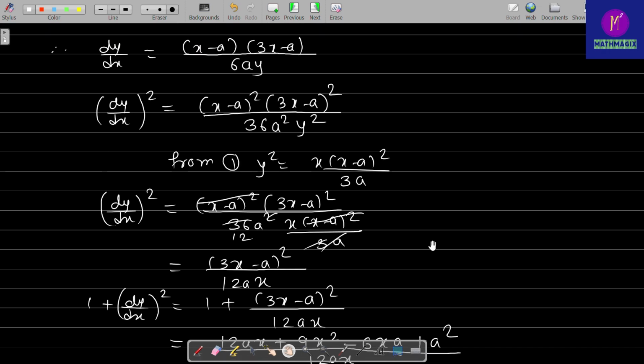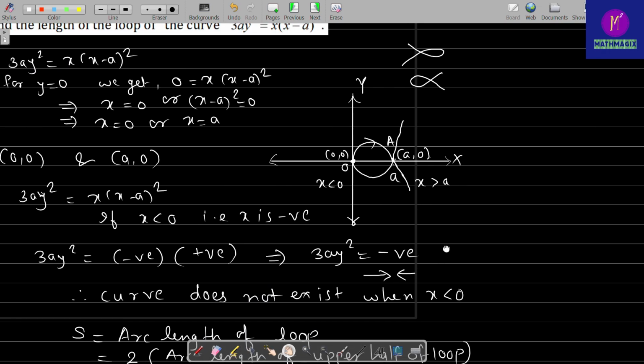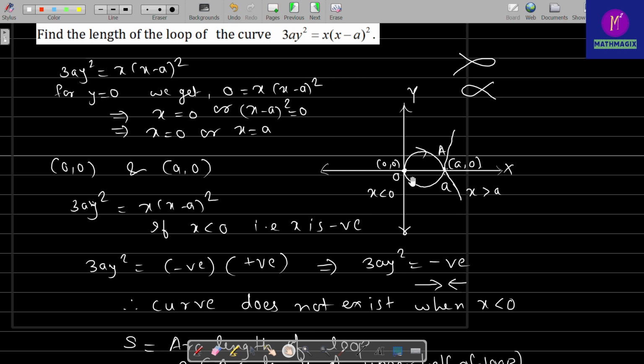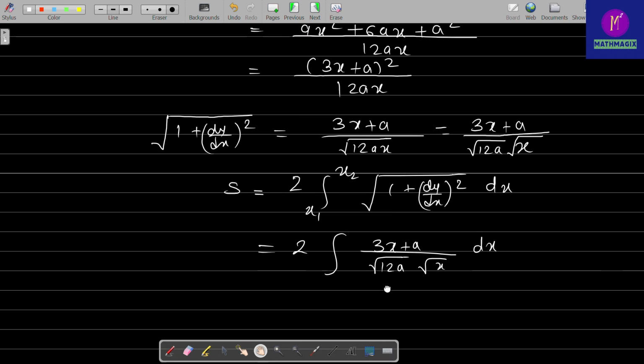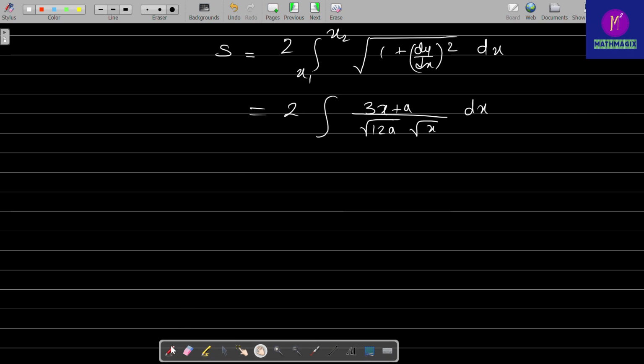Let us see the limits of x from the graph. So this is the graph. We are finding the arc length of the upper half of this loop, that is arc length OA. We have to just see the end points of this arc length OA, that is O and A. So coordinates of O are (0, 0) and coordinates of A are (a, 0). We just need x coordinates, so that means we need 0 and a. So the limits of the integration are 0 to a.